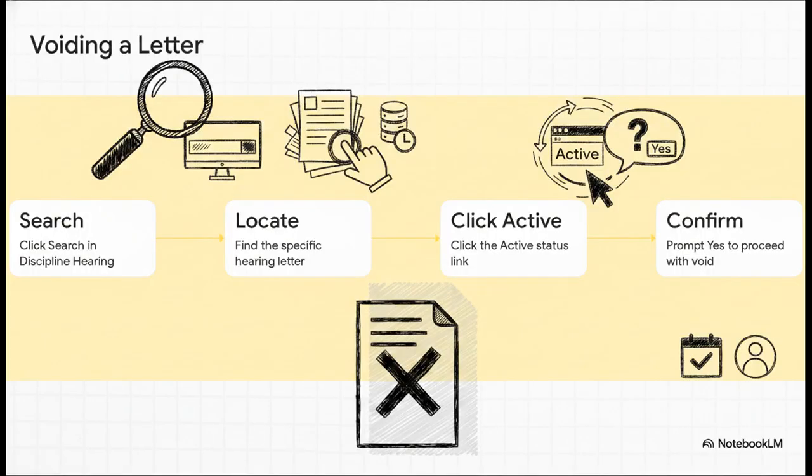So, let me walk you through the exact clicks to void a letter, keeping your audit numbers looking pristine. From the discipline hearing screen, you hit Search and find the letter. Look way over to the far right. You'll see a column where the status says Active. Here's a little UI trick for you. Click directly on the actual word Active. A little prompt will pop up asking if you want to proceed. Just hit Yes. When you do that, the letter will literally gray out on your list. This officially removes it from your building's completed hearing count for district-level reports. Plus, it stamps the date and your username straight into the audit database.